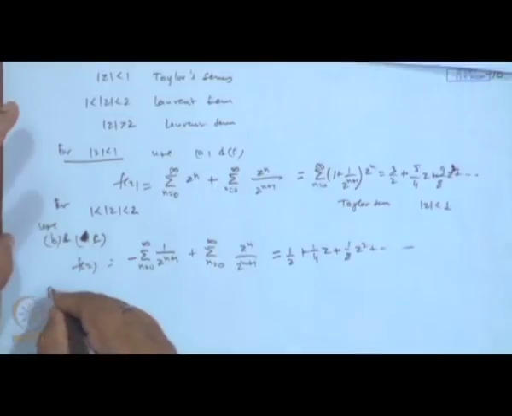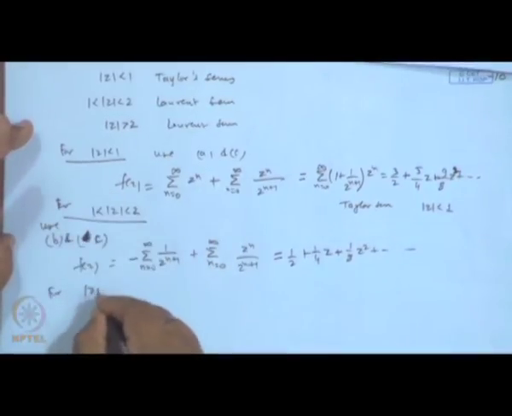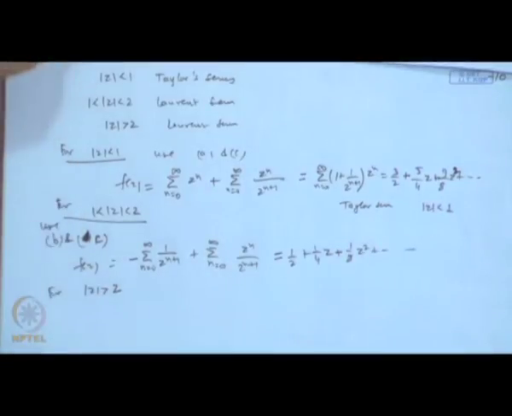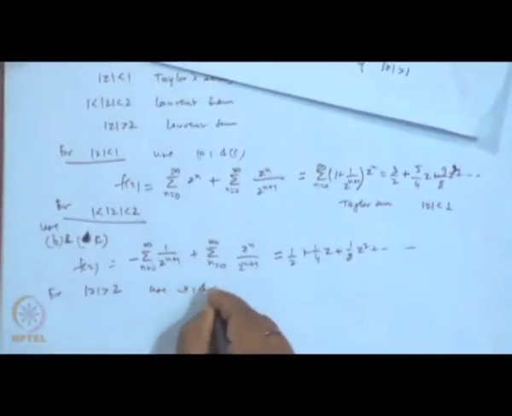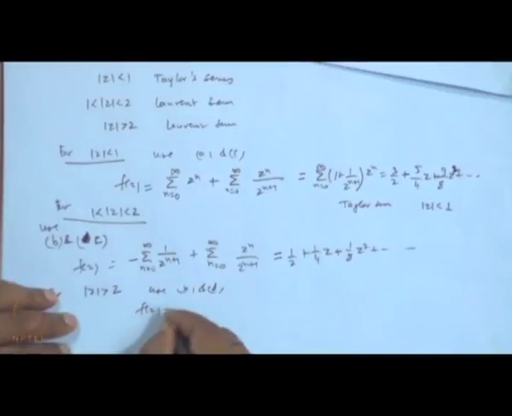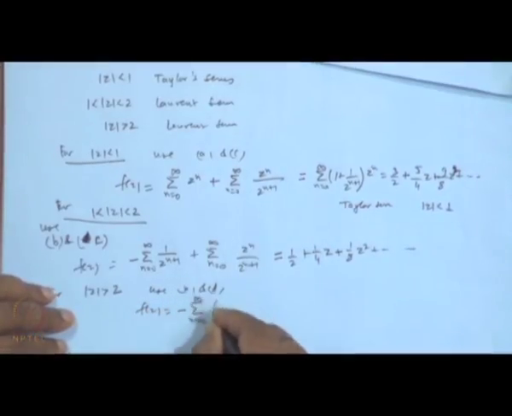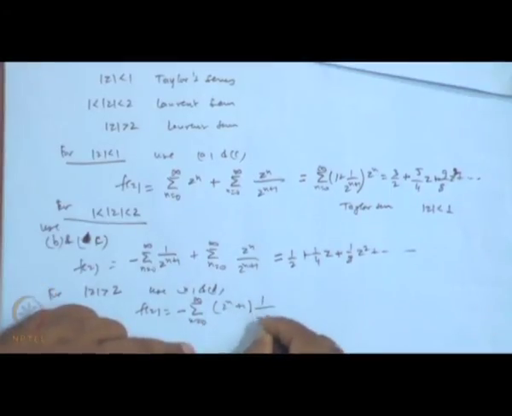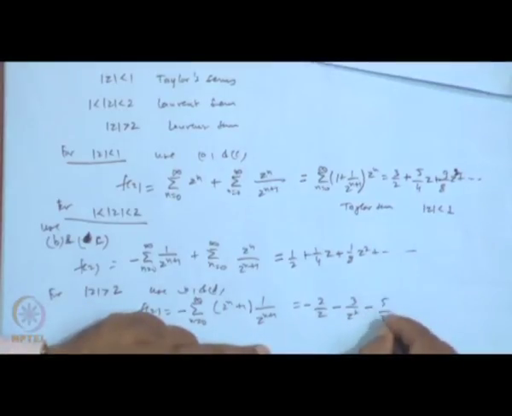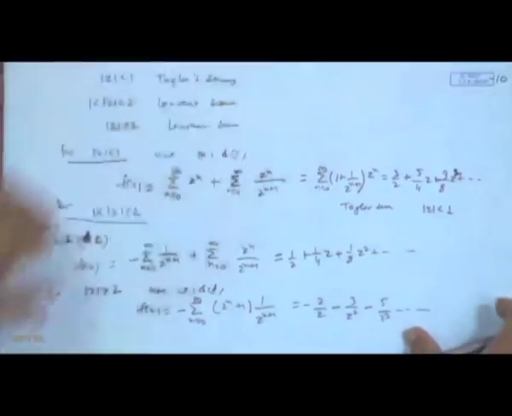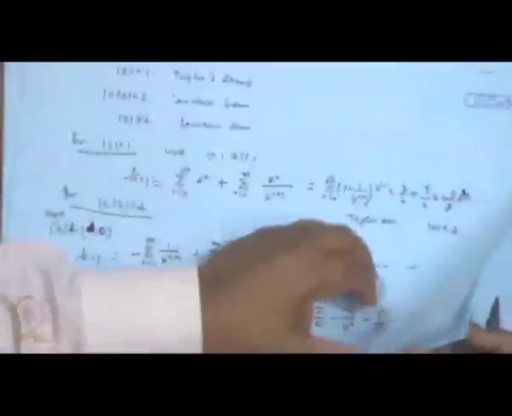Then the third case, for mod z greater than 2. So, for mod z greater than 2, what are the possibilities? D is available, and also B is available, because mod z is greater than 1. So, use B and D. If I use B and D, f(z) will be written as minus sigma n is 0 to infinity 2 to the power n plus 1, 1 by z to the n plus 1, that is, minus 2 by z, 3 over z square, minus 5 by z cube and so on and so forth. So, this way we can find out the Laurent series expansion of this function. Okay. So, this is the way to compute the Laurent series.